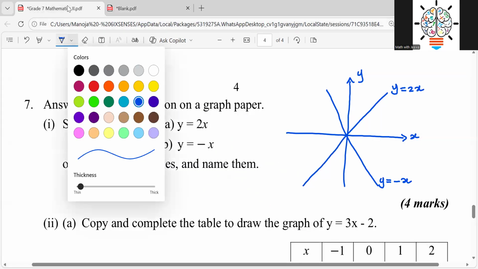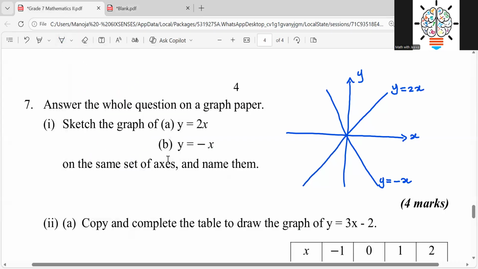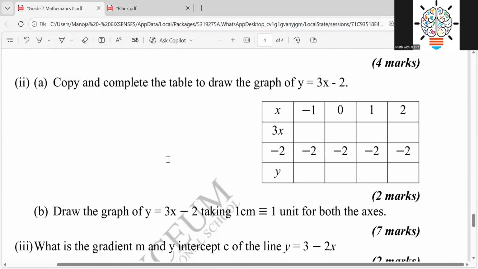So then we are moving to the next one, children. Copy and complete. So then you just complete the -3, 0, 3, and 6. -3 and -2, -5. 0 and -2, -2. 3 and -2, 1. 6 and -2, 4. After completing this, you want to copy this on your answer script and fill the blanks.